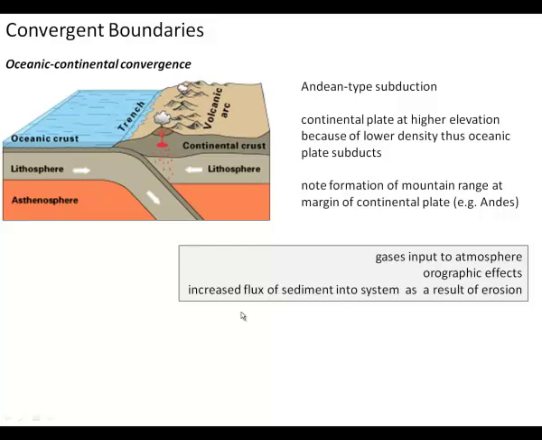So you've got these three, and many others, but these three principal variables that we've already started to think about in terms of environmental change: gas input to the atmosphere, the effects of suddenly creating large topographic boundaries, and the effects then on redistribution of sediment as a result of these orographic effects.